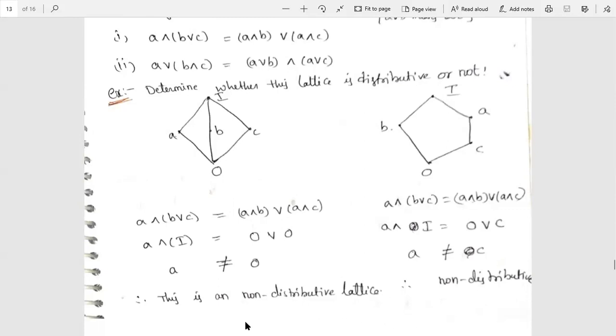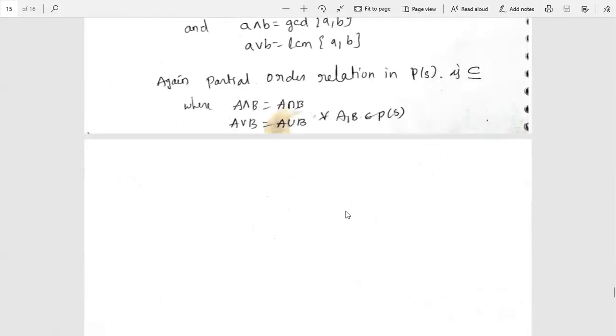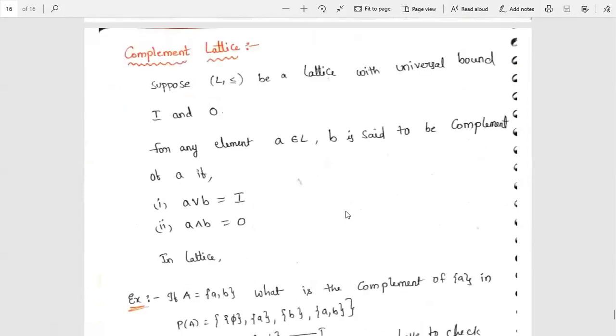Okay. So this is how we check whether a given lattice is distributive or not. A lattice L that satisfies the properties we explained above is called a distributive lattice. So next one, complement lattice.